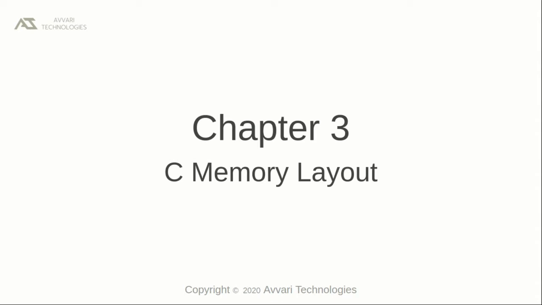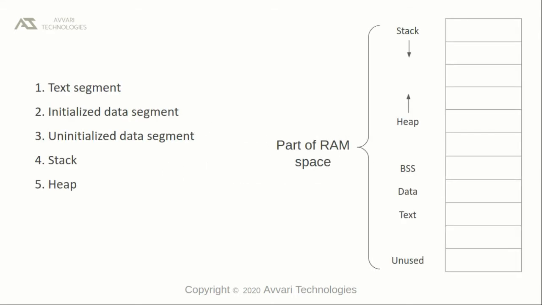In this lesson, we will be concentrating on the memory layout of C. Once the program is loaded by a programmer or a user, the parts of the program will be loaded into different segments of RAM, that is, in primary memory, main memory. There are 5 segments.